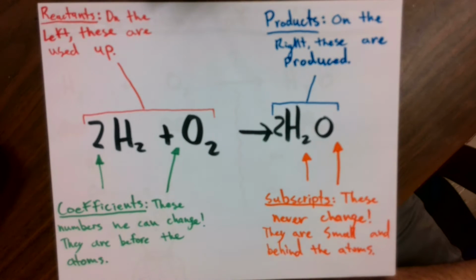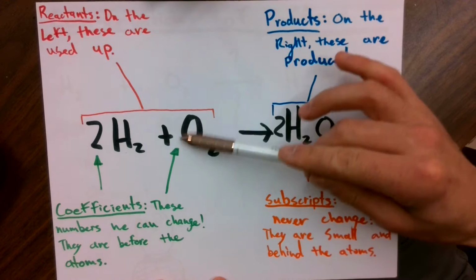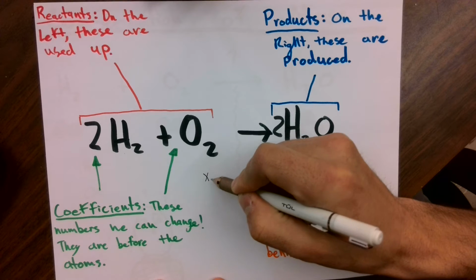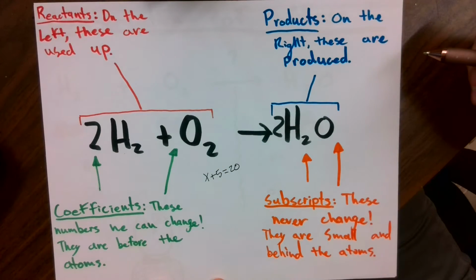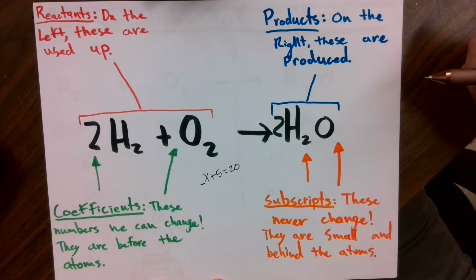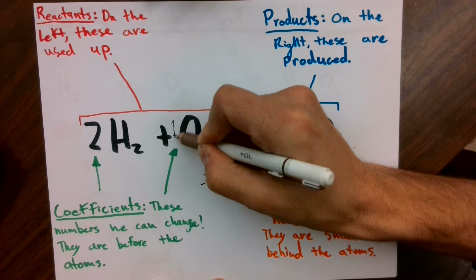My screen's all fuzzy. Here you have coefficients, okay? These are the numbers that we can change. That's really important. You can see here that I have an arrow in front of O2, but there's no number, okay? That's okay. There's an invisible number 1 here. Just like in math, if you have a problem like this, okay, x plus 5 equals 20, well, there's an invisible number 1 out here. We're just ignoring it for right now. So there's an invisible 1 right here. We're just not writing it.